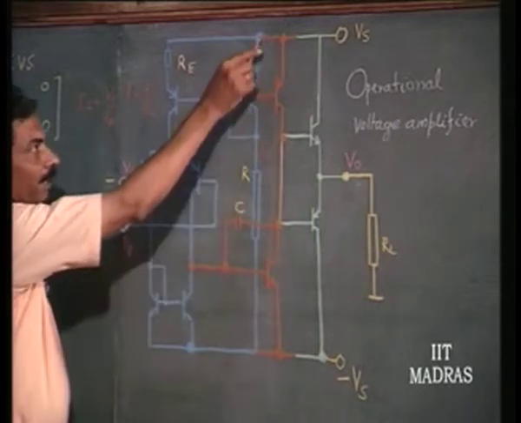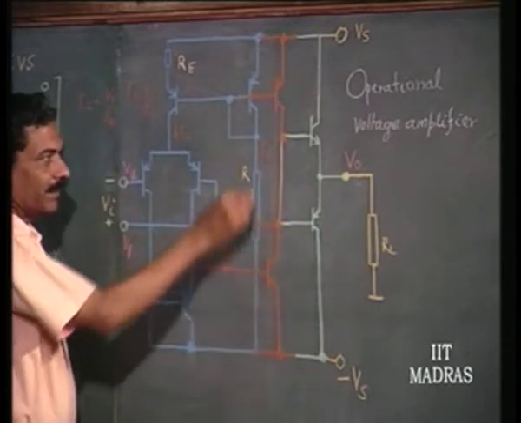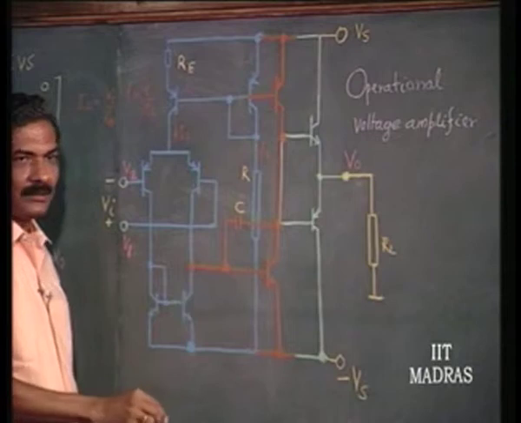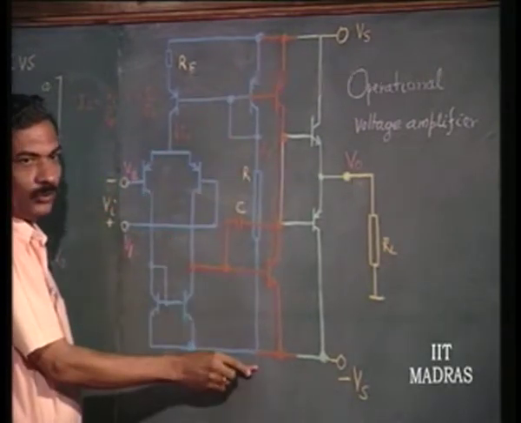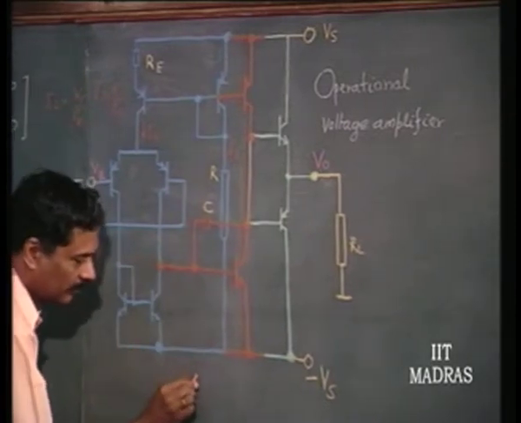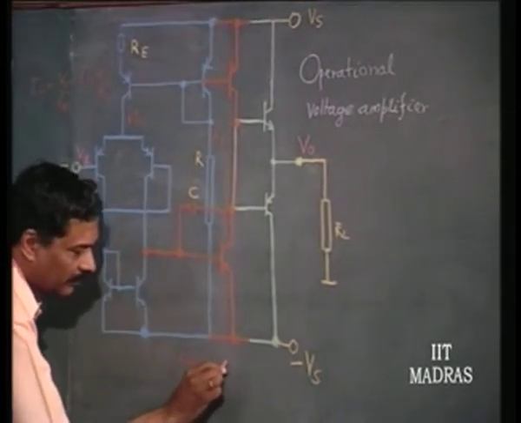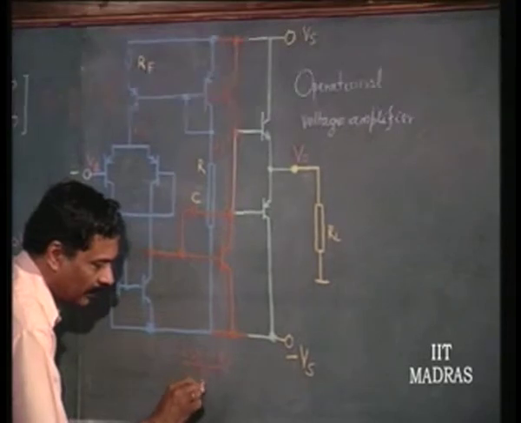So, given the supply here plus Vs and minus Vs, the biasing current I1, okay, is going to be 2 Vs minus V gamma by R.